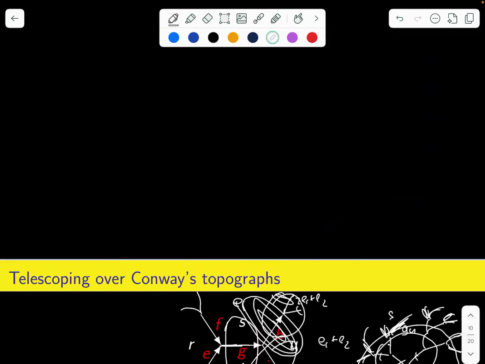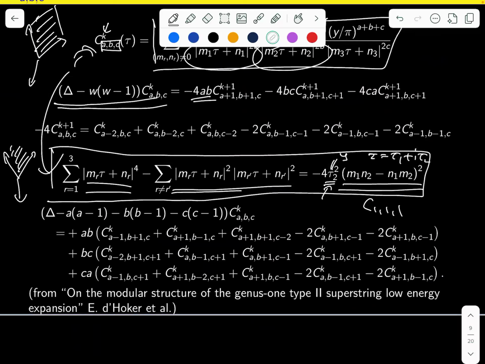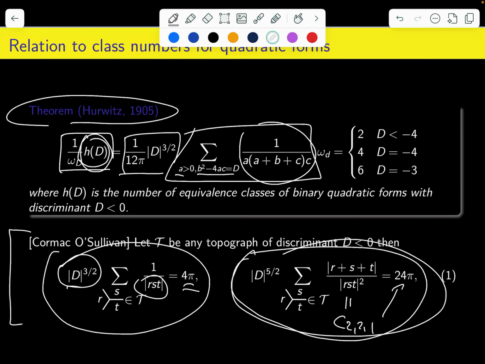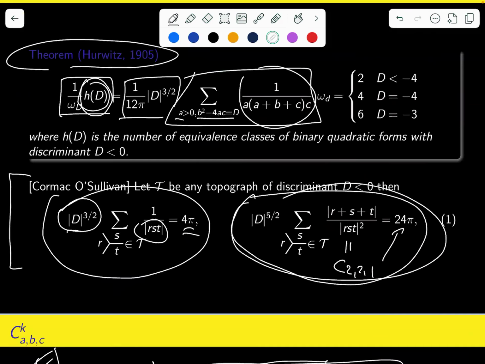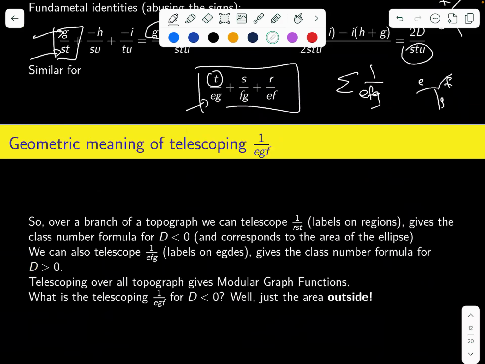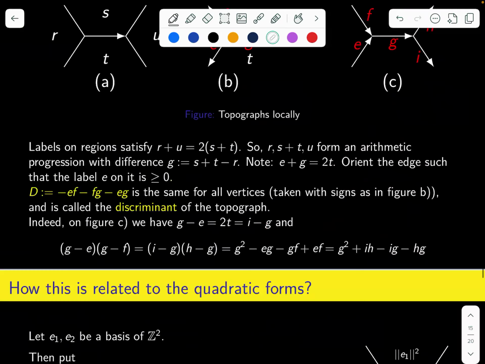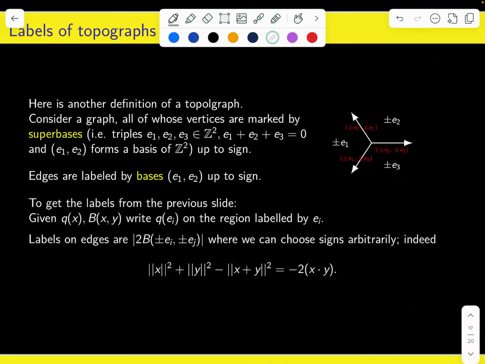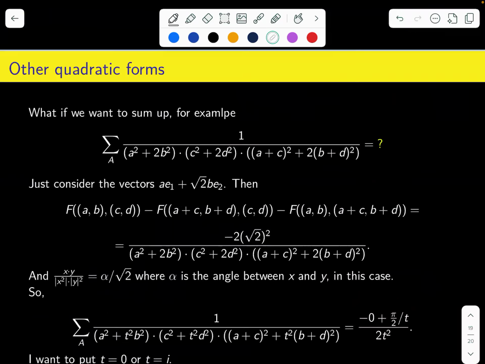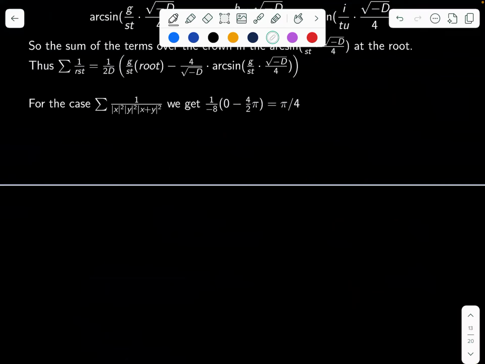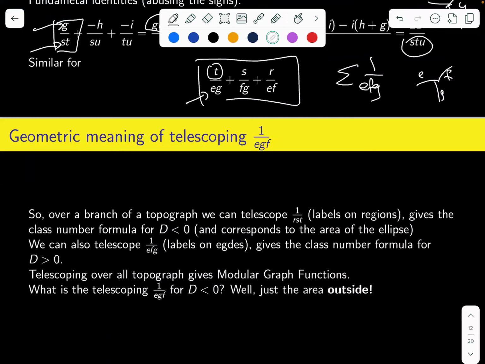Okay, so here we had a formula for the sum over the labels on the regions. Also previous time, we had a sum for the... I removed that. So when you have a topograph of... okay, so let me summarize the result here.